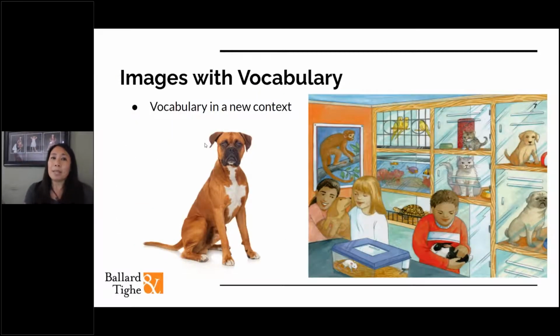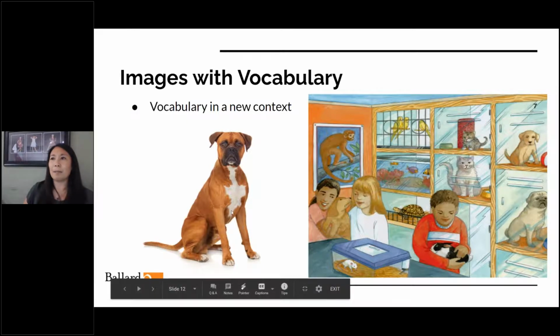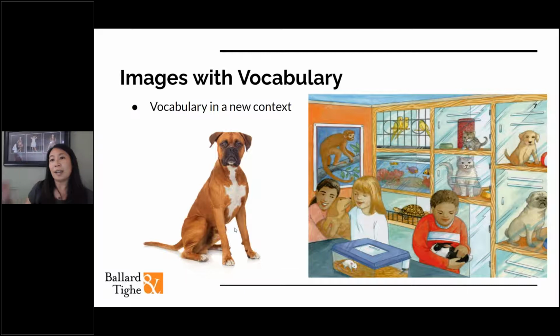All right, so when we talk about vocabulary, we don't want to just see the vocabulary word in one context, especially if we're using images. So that's a picture of a dog, right? But if I just showed them one dog, then dogs can look a lot different. So here you're going to see 2 more dogs.